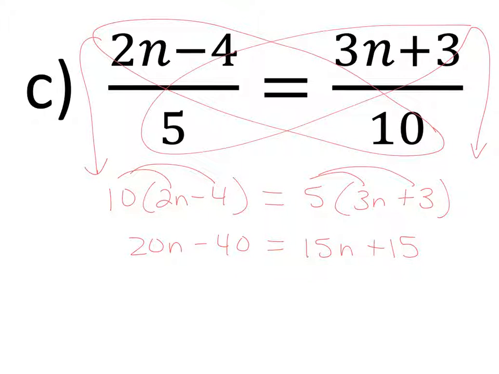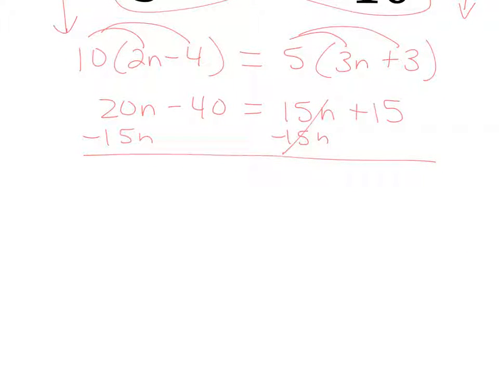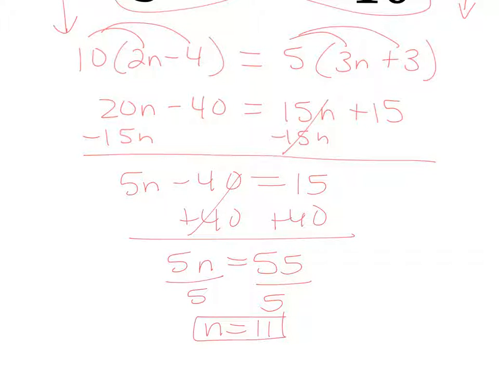All right, so I'm going to go ahead and move my 15n over first. So I'm going to subtract the 15n over to this side. Again, doesn't really matter what you do here first. So I've got 5n minus 40 equals 15. Now I'm going to add 40 to both sides. So 5n equals 55, and then I'm going to divide by 5. So n equals 11. Okay? All right, let's go down to our next problem here.